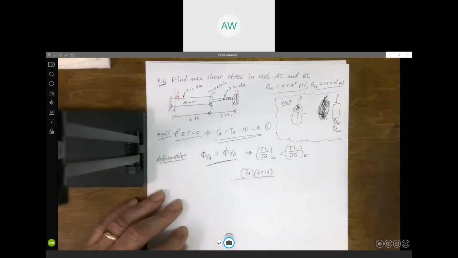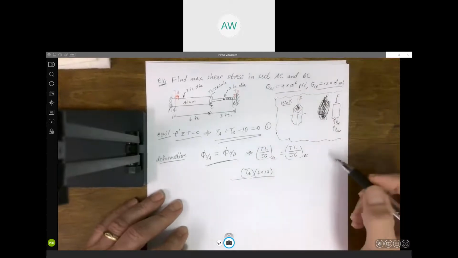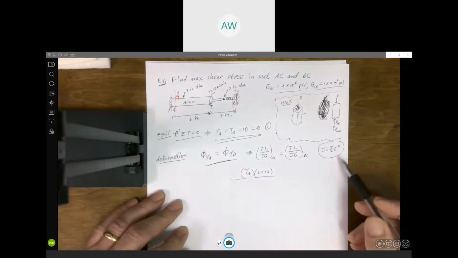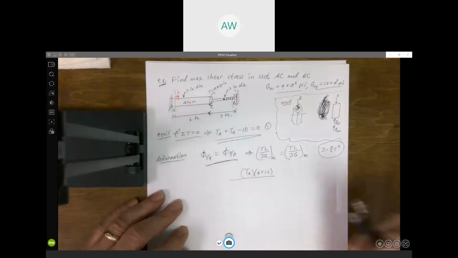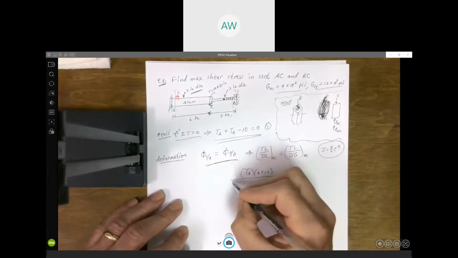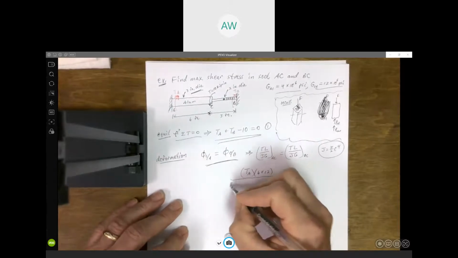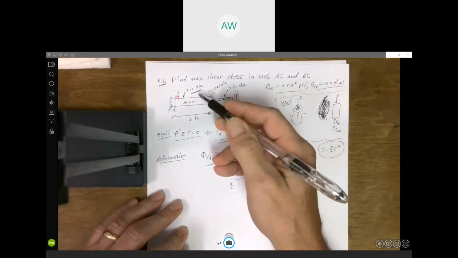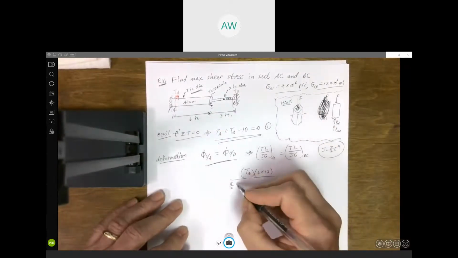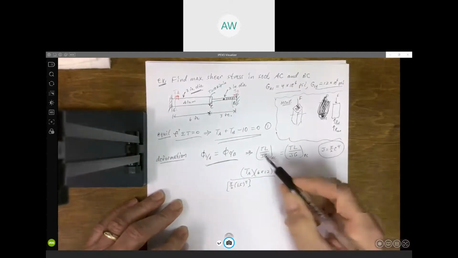J, remember J for a circular cross section is pi over 2 c to the fourth, c being the radius. And we have a 3-inch diameter. So J here would be pi over 2, the diameter is 3, the radius is 1.5, so it'll be 1.5 inches to the fourth. That would be J.